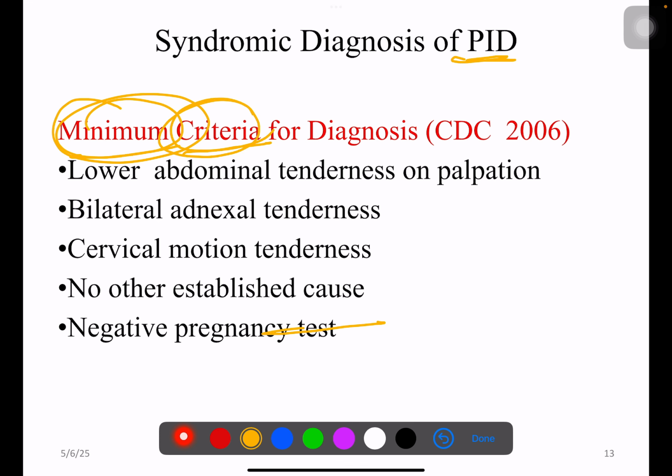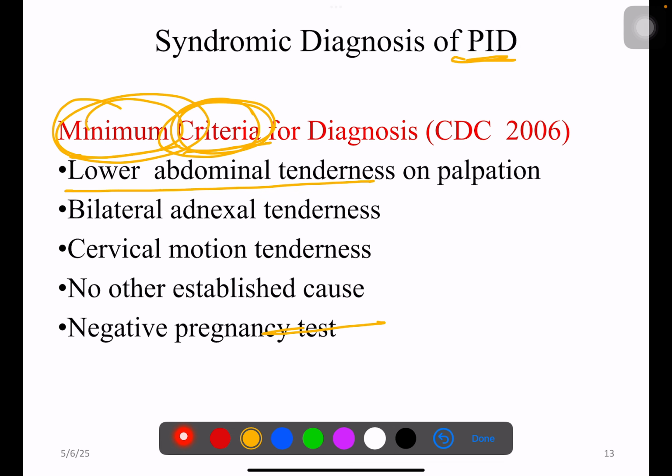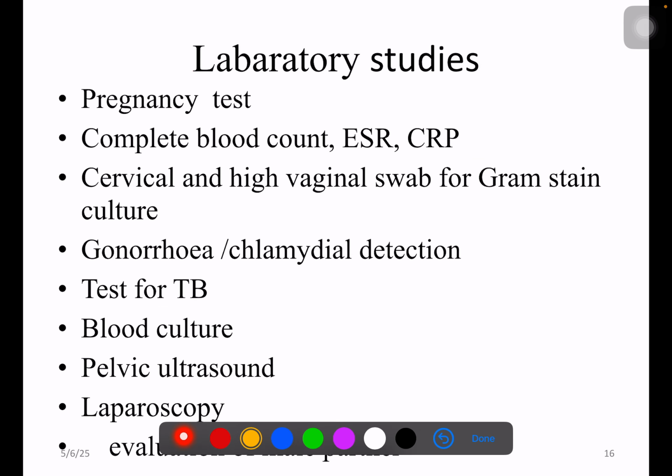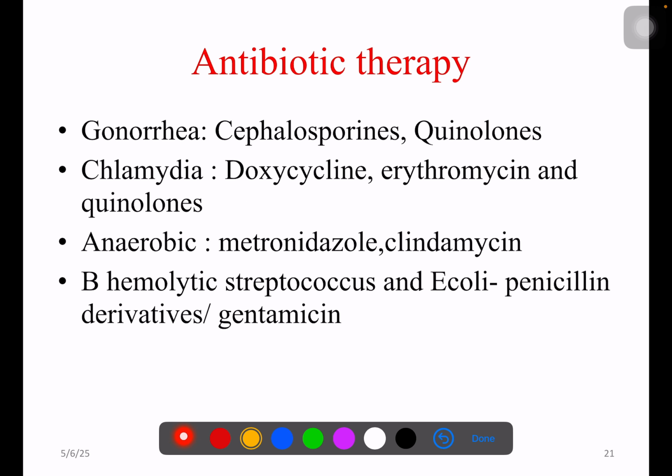And minimum criteria. So what is the minimum criteria? It's basically lower abdominal tenderness. Now I go for a vaginal examination. I look for cervical motion tenderness. I look for adnexal tenderness. Now, lab studies. See, it can lead to hydrosalpinx also.